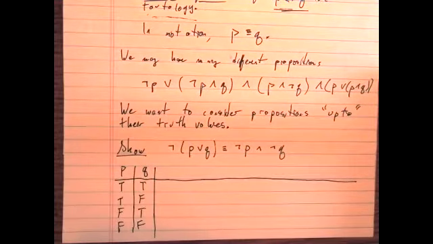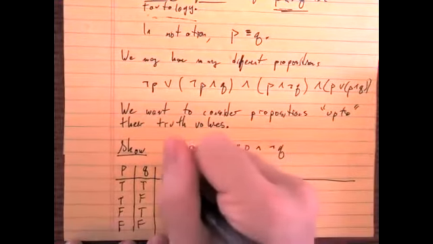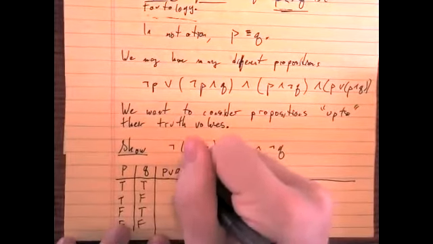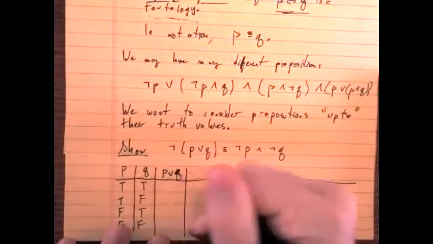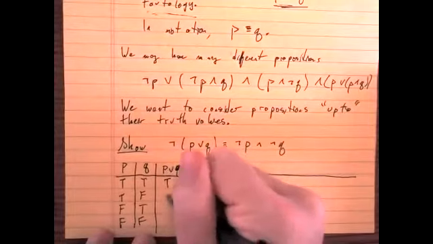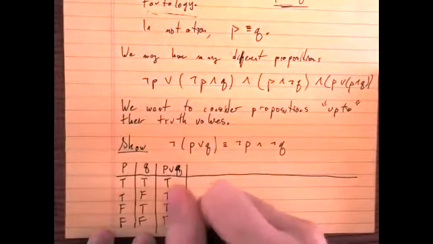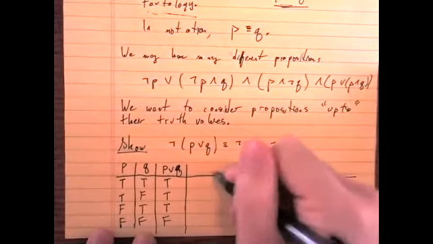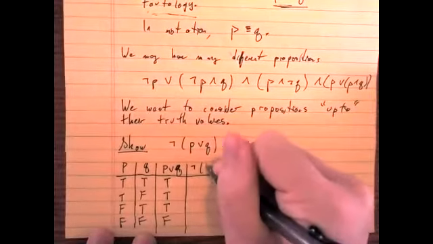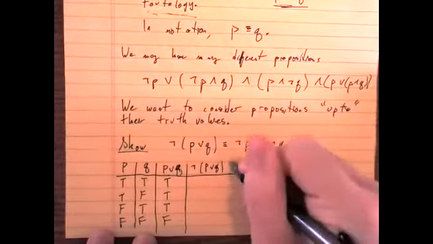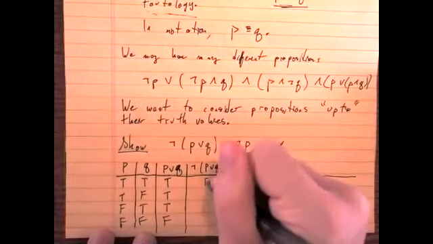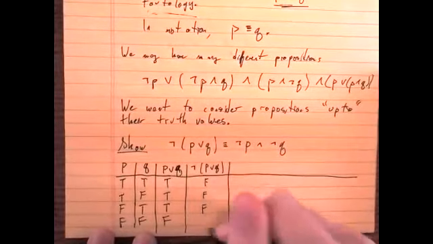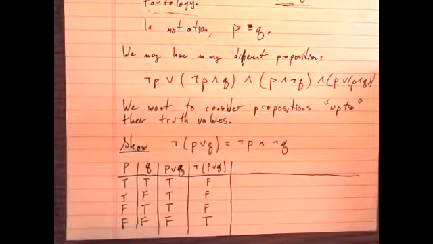So I need to do not (P or Q). Just so that I don't make any mistakes, I'll do the long version. P or Q is true, true, true, false. And then if I take the negation of this, not (P or Q), I just take false, false, false, true.